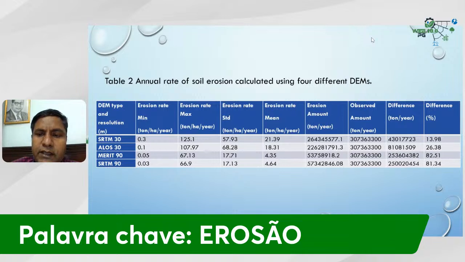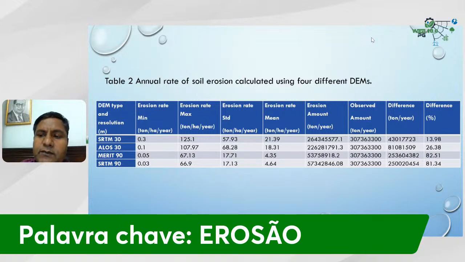Okay, erosion amount, we have the erosion amount. How have we calculated the erosion amount? We have calculated the erosion amount by multiplying the pixel value. Then we computed this erosion amount, and we have the observed erosion amount. Then we found that there is a difference.